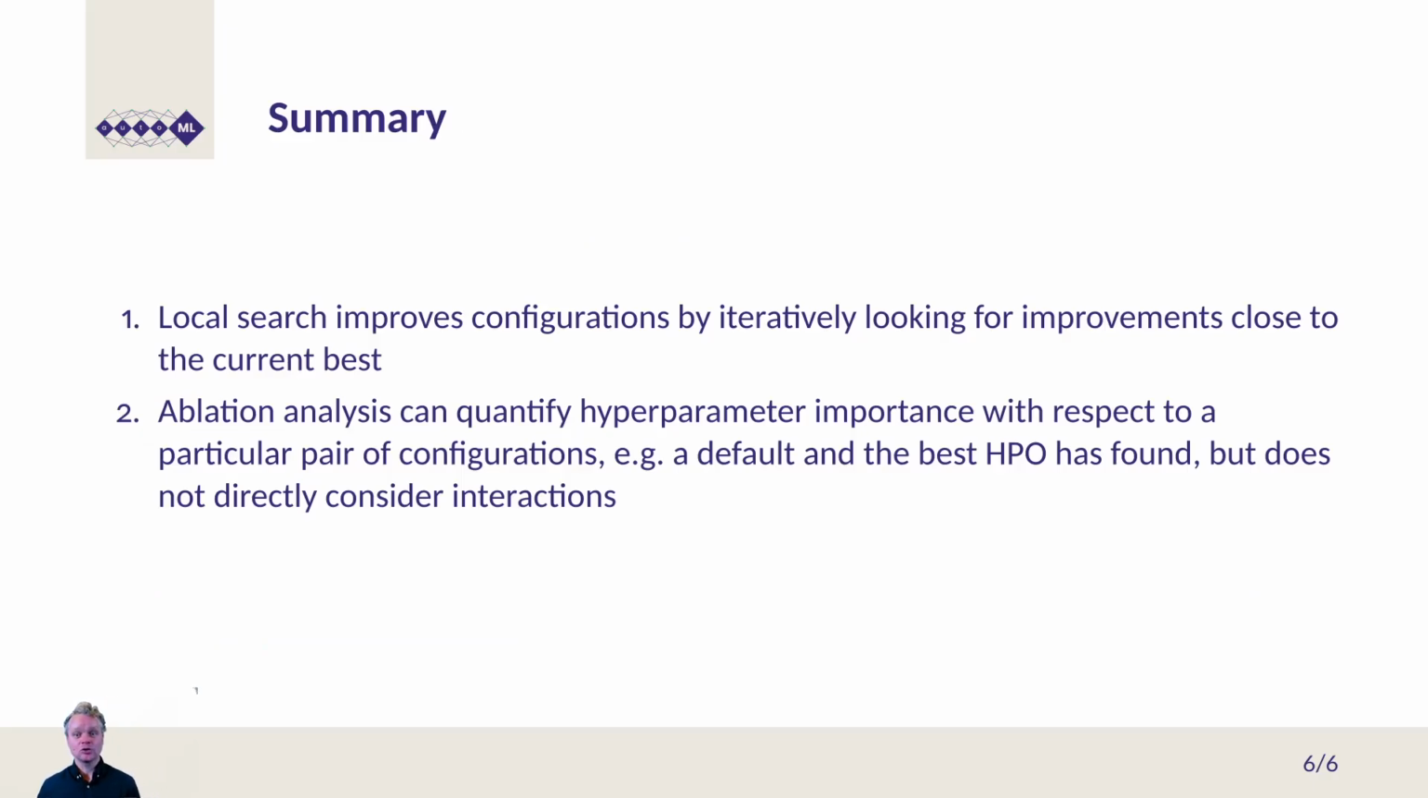In summary, local search improves configurations by iteratively looking for improvements close to, in the neighborhood of, the current best. It is an adaptive search as opposed to grid search and random search that we covered before. And ablation analysis can quantify the hyperparameter importance with respect to a particular pair of configurations, for example, a default and one that was optimized by hyperparameter optimization, but it does not consider interactions directly, which can lead to some misleading results in practice.